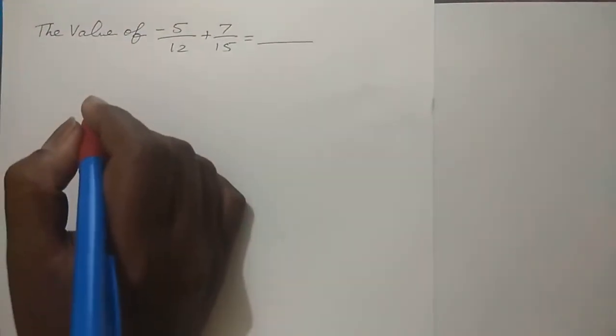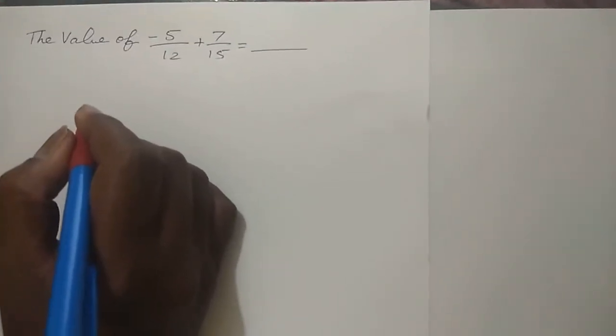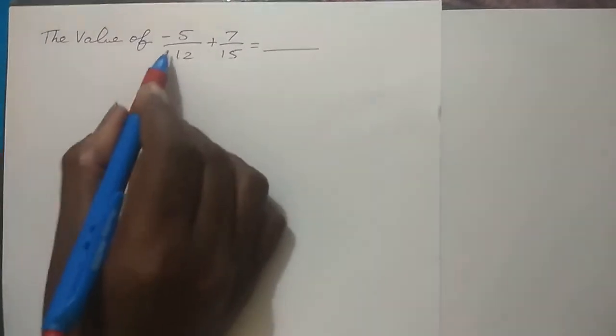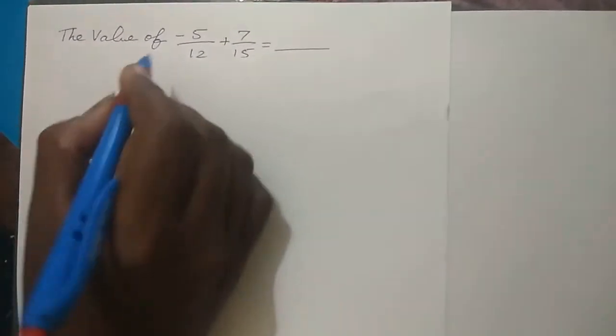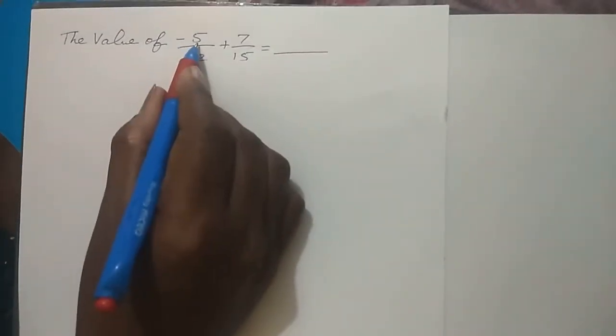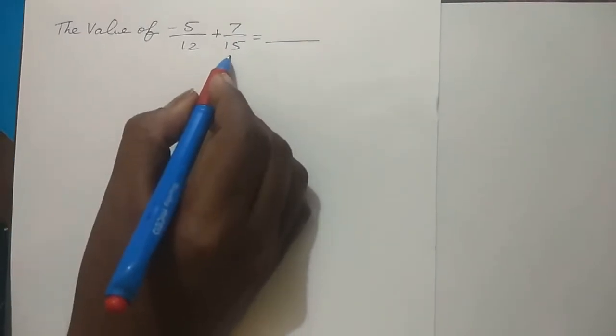Now you are going to see exercise 1.2, first sum, first subdivision. We are having the value of minus 5 by 12 plus 7 by 15 is equal to what? The first one is a fraction number, minus 5 by 12 plus 7 by 15 here.